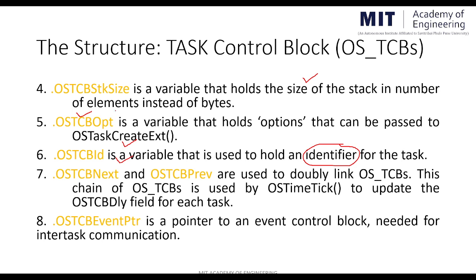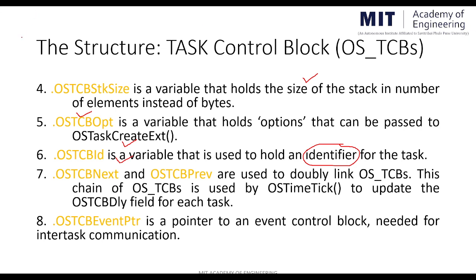Obviously all these structure members are sequentially located in memory. That's why we say the task control block is the memory block which holds all these parameters sequentially, which are essential to resume the task at the time of context switching. Then the seventh structure members are OSTCBNext and OSTCBPrev.